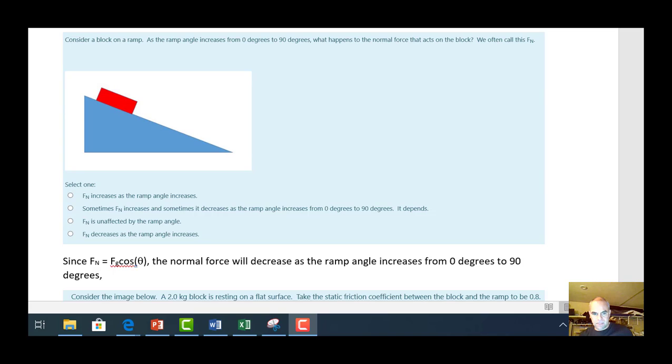So Fn decreases as the ramp angle increases. It's 0 here. It's maximum here. It's 0 there. So it decreases as the ramp angle increases.